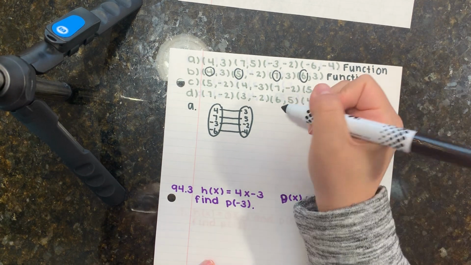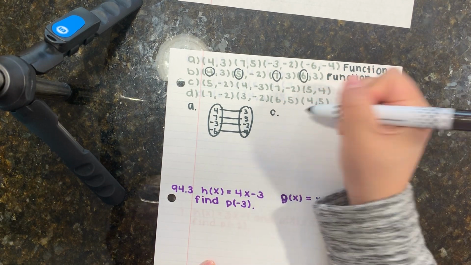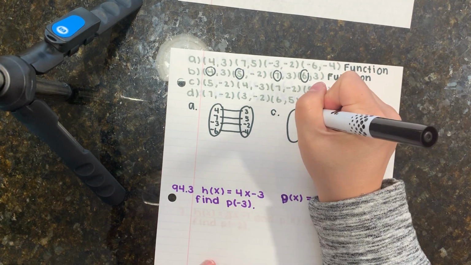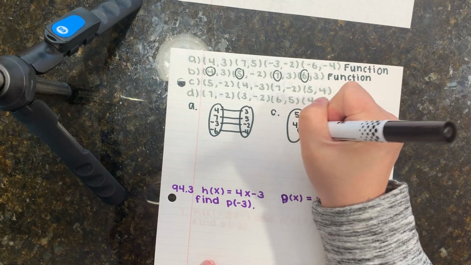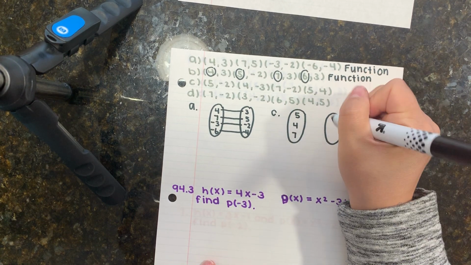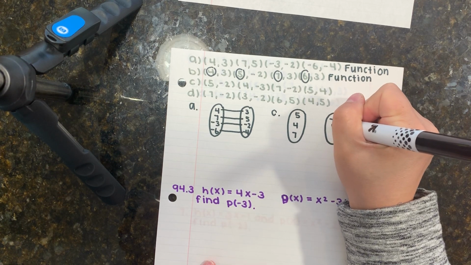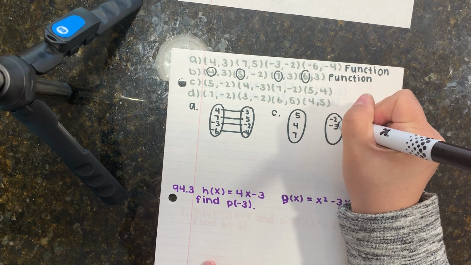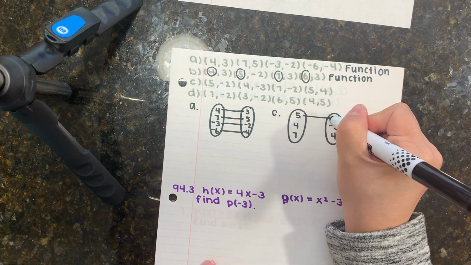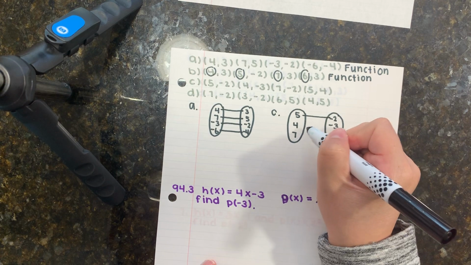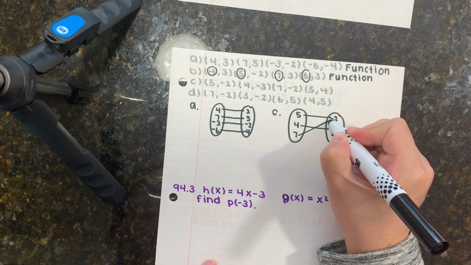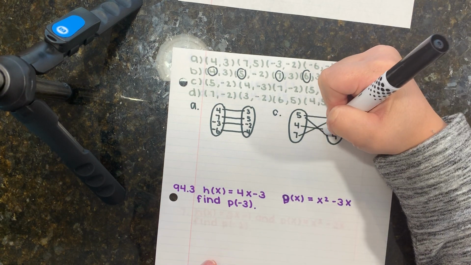Now I'm going to look at C. So C I'm going to draw out again. So I'm going to list out all of my x values. So that would be 5, 4, 7, and then 5 again. And then I have negative 2, I have negative 3, I have negative 2, then I have 4. So 5 leads to negative 2, 5 leads to negative 2, 4 leads to negative 3, 7 leads to negative 2, and 5 leads to 4.